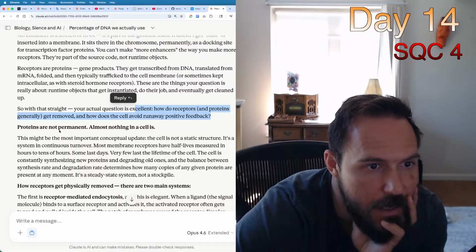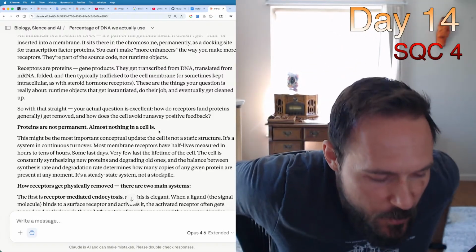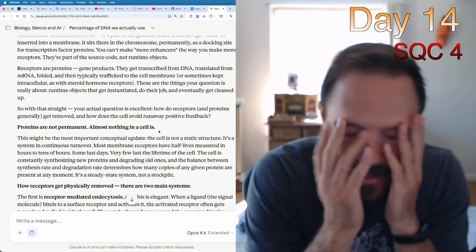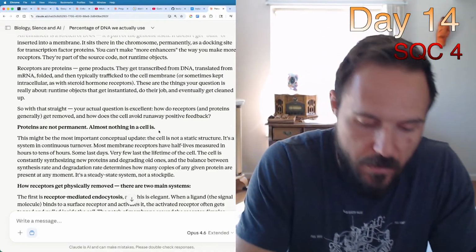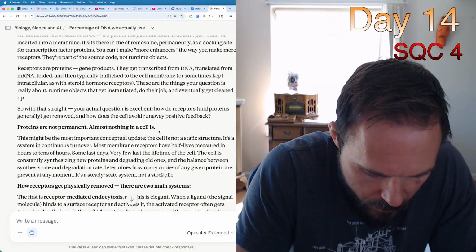Proteins are not permanent. Almost nothing in the cell is. Oh, it's decayed. This is so cool. It's decaying. Yes. This is genius. I was not thinking about it.